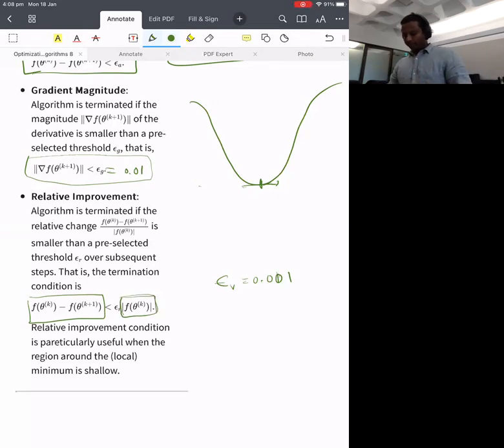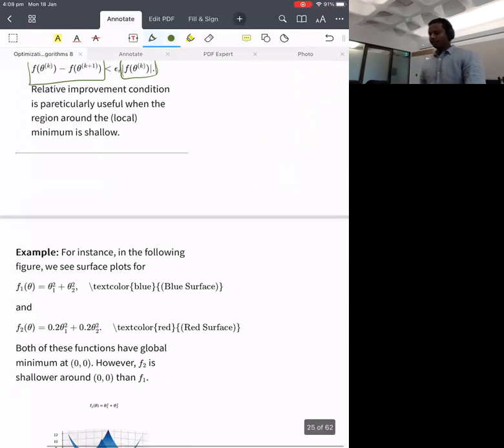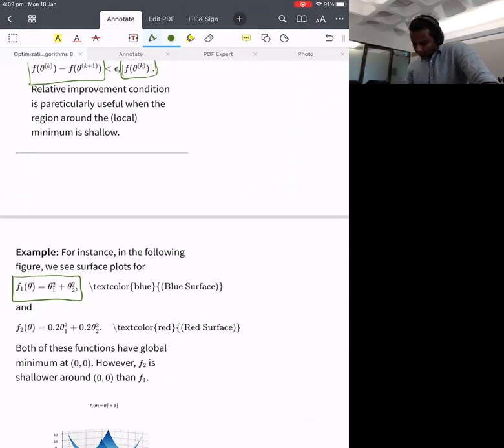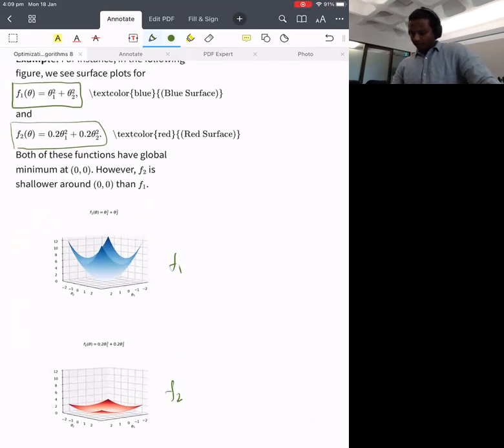Let's look at where this relative improvement can perform better than the other two approaches. Let's consider these two functions. One is theta 1 square plus theta 2 square, and the second one is shallow. As you can see, this is f1 and this is f2. As you can guess, because this is multiplied with 0.2, this is more shallow around where the minimum is achieved. Around the center, it is shallower, so the gradients don't change very much.